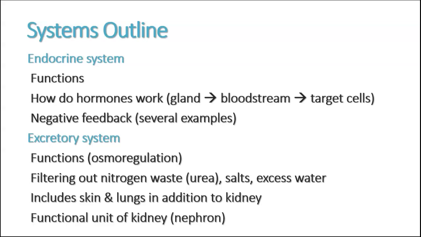The excretory system, again, the main function of the excretory system is osmoregulation, and filtering out nitrogen waste like urea and salts and excess water. Remember, the excretory system includes the skin and lungs in addition to the kidney, because the lungs are exhaling water vapor and carbon dioxide, which are waste products. Your skin also excretes some waste through sweat glands and so forth. And so make sure you understand that. Also, make sure you understand the functional unit of the kidney and how that works, the nephron in particular.